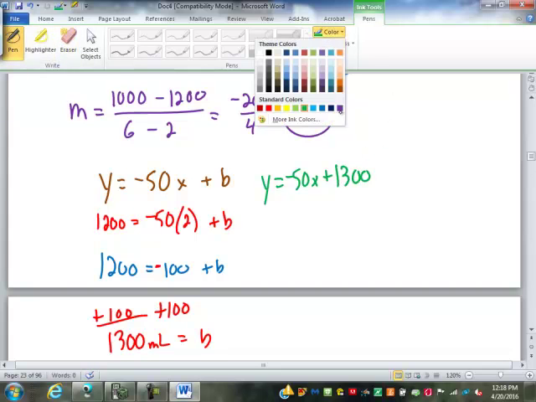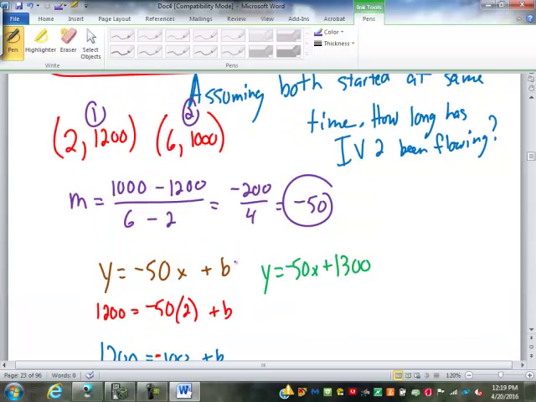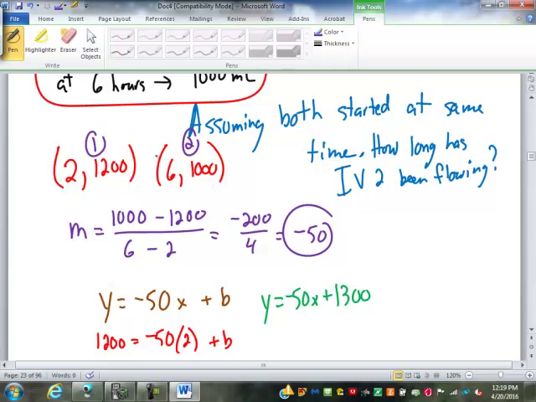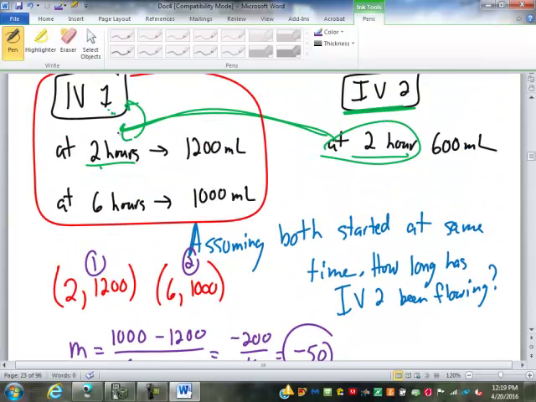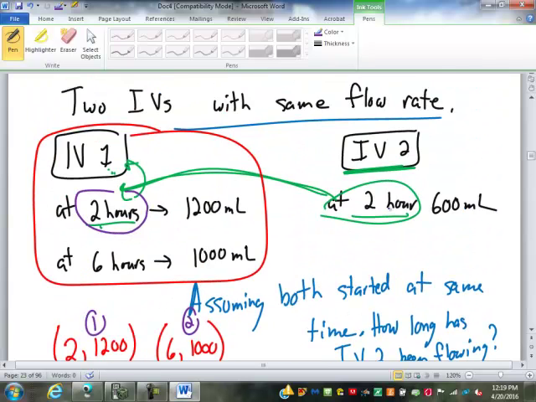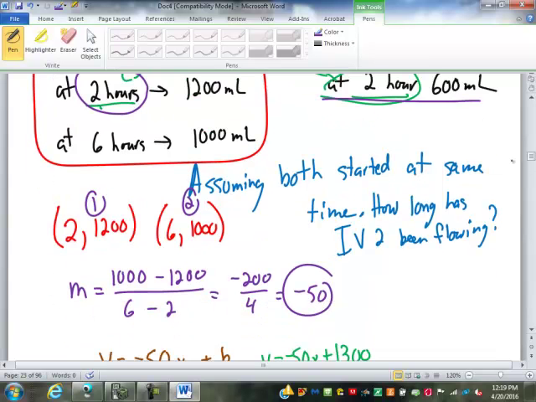Now that doesn't tell us what time it started. At what time would there be 1,300 milliliters in this? Well, we'll put 1,300 in. Well, I guess we know what time it started. We know it's at 2 hours. But we now know that it started out with 1,300 milliliters. So now we need to go back and figure out, using that idea of 1,300 milliliters, what time this IV started.